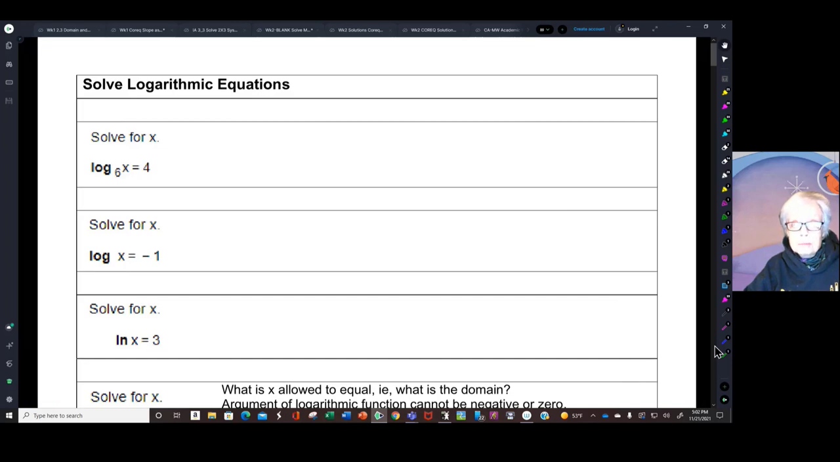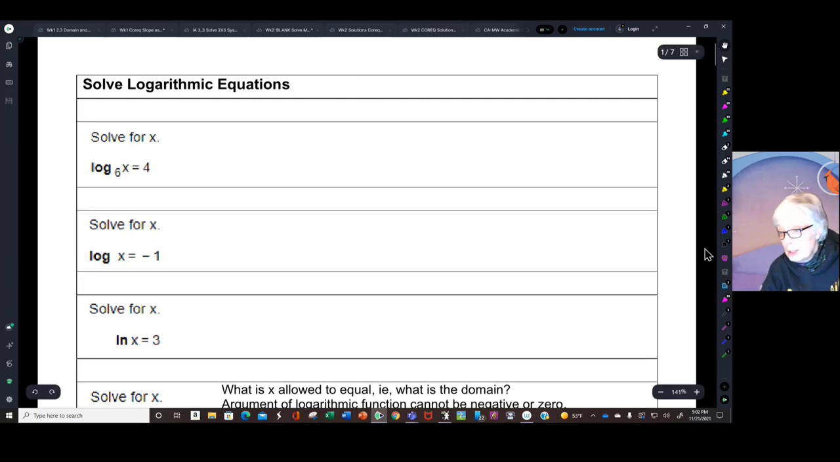It's almost over. The semester is almost over, and we start one of the most difficult topics we're going to deal with, and that's solving logarithmic equations. So before we start solving, we need to talk about domain, the domain of the logarithm argument. So let's write up here.